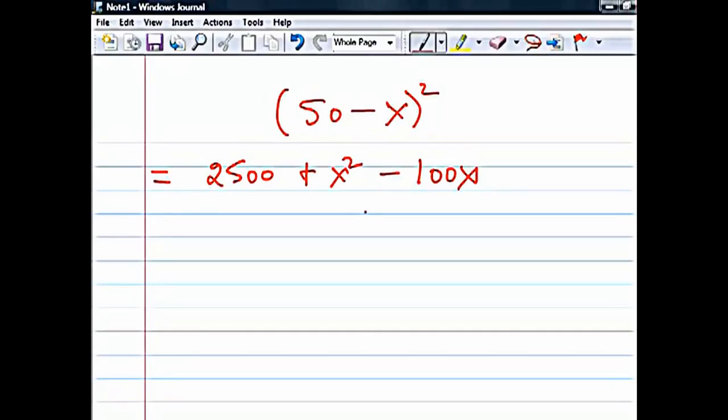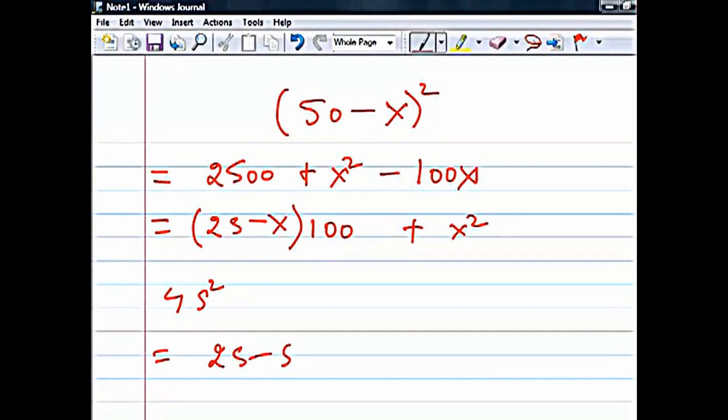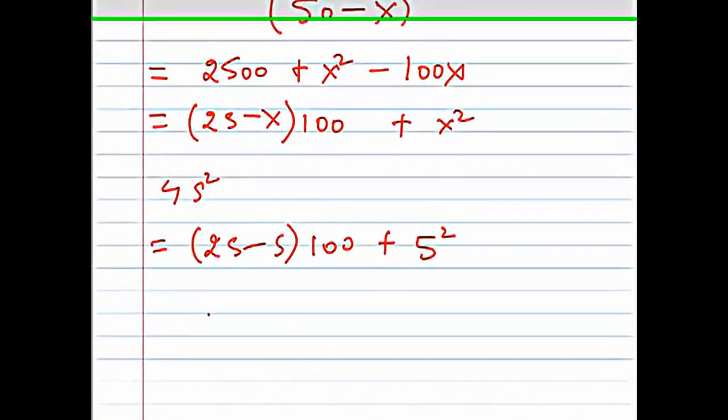Now it can be again written as 25 minus x into 100 plus x square. Now if I have to do the 45 square, it's simple. I have to write 25 minus 5 into 100 plus 5 square.